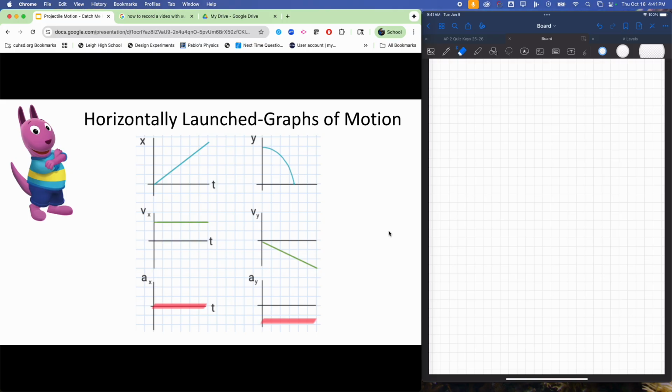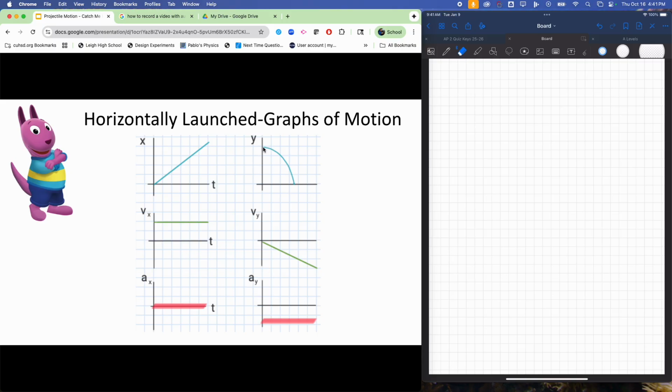Okay, and now we need to look at the graphs of motion, which we've already seen before. On the left-hand side, we're looking at the horizontal position versus time, horizontal velocity versus time, and horizontal acceleration versus time. And these graphs are exactly the same graphs we saw in Unit 1. Constant velocity, and if the velocity is constant, the acceleration is 0. On the right-hand side, we have the vertical graphs of motion: position versus time. Oh, my time axis got cut off here. But position versus time, velocity versus time, and acceleration versus time.